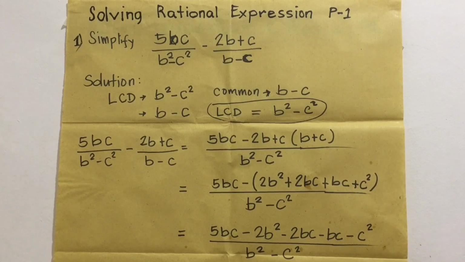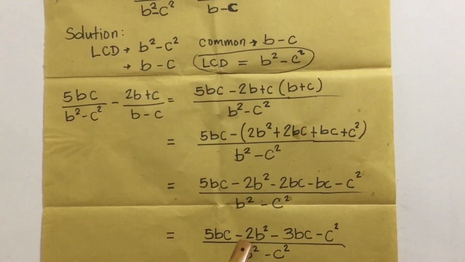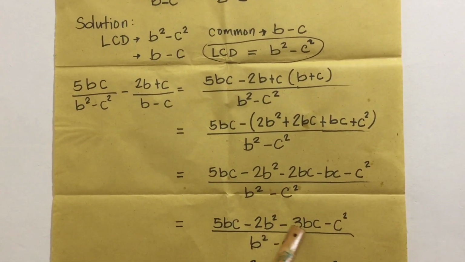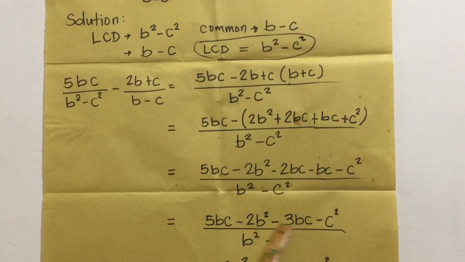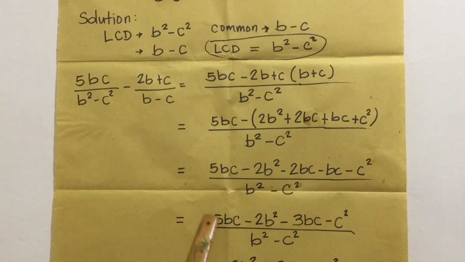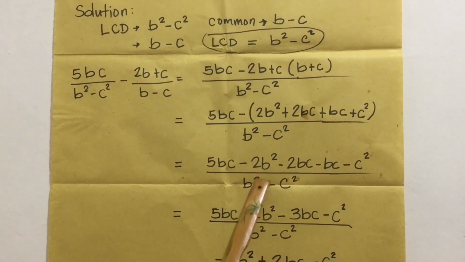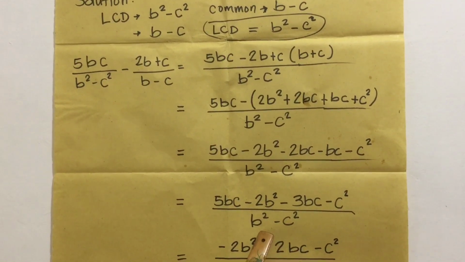So we look for the same terms to combine. If it is unlike signs, we're going to subtract. If it is like signs, we're going to add. This time we have negative 2b squared, no common. The highest exponent, we arrange automatically: negative 2b squared. Okay, 5bc minus 2b squared, negative 3bc, negative c squared is the result after combining like terms at the numerator, and we just copy the denominator.